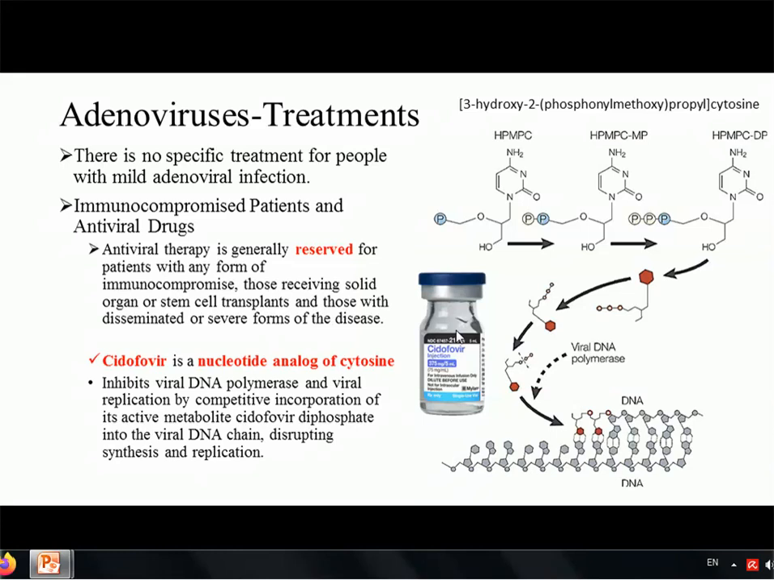In terms of treatment, unlike bacterial infection, for most viral infections we do not have antivirals. Only certain viral infections have antivirals. There is no specific treatment for patients with mild adenoviral infection. For immunocompromised patients, we can give an antiviral drug. Antiviral therapy is generally reserved for patients with any form of immunocompromise. This is one of the antivirals that can be used. It inhibits the viral DNA polymerase and viral replication, and by this it can suppress the replication cycle of the virus.